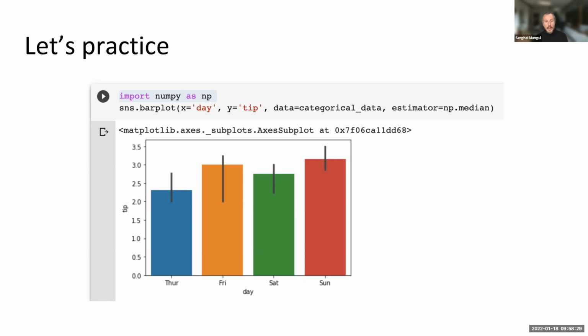So Friday's median is higher than Thursday's. That was not the case before. Saturday and Sunday stay relatively the same. But things have changed. The median is obviously different from the mean, and it has impacted our results. So you can produce those two different plots, depending on whether you are using the mean or the median.